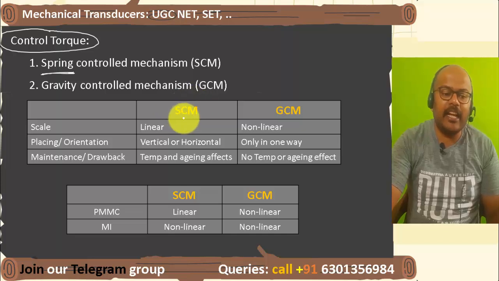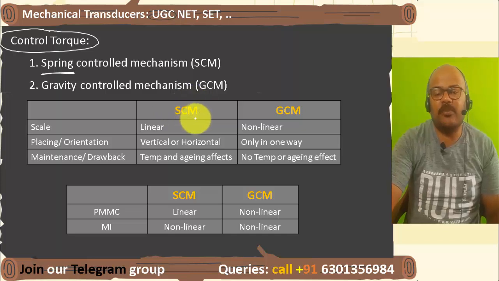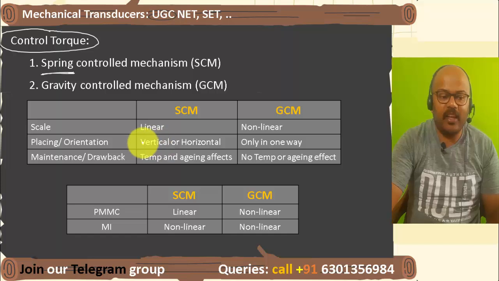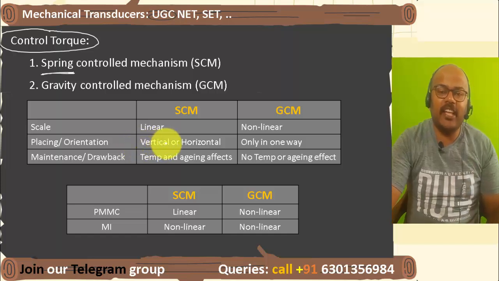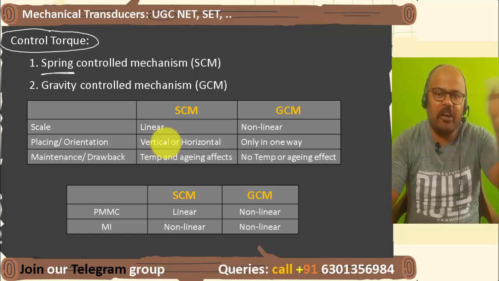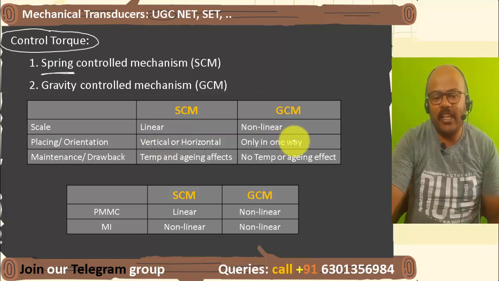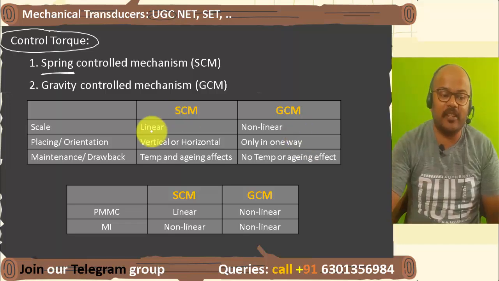The scale used in the case of spring control mechanism is a linear scale. In the case of gravity control mechanism, it is a non-linear scale. What is the orientation in which you place it? In the case of spring control mechanism, however you want to place it, no matter. But in the case of gravity control mechanism, you have to place it based on gravity only.